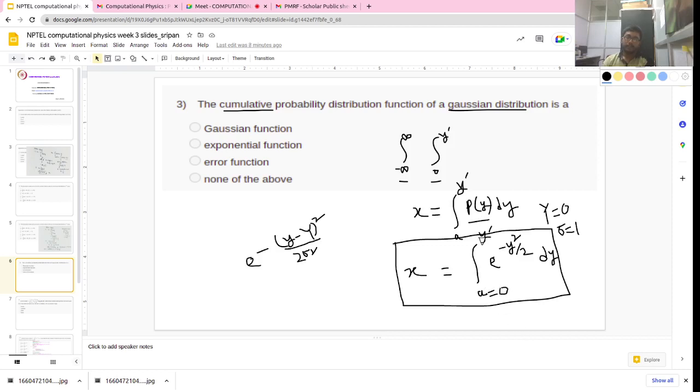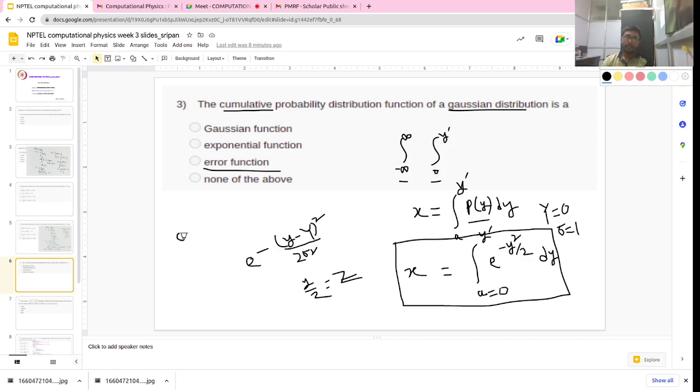Now you have a finite limit instead of infinity, and from there you can do another thing: you can take y by root 2 to be z. So you can have a function like exponential minus z square dz along with some other constants, but this integrand with some finite limit will give us the error function, right?